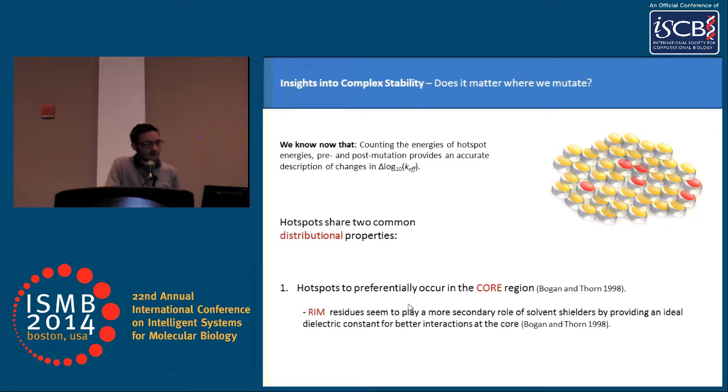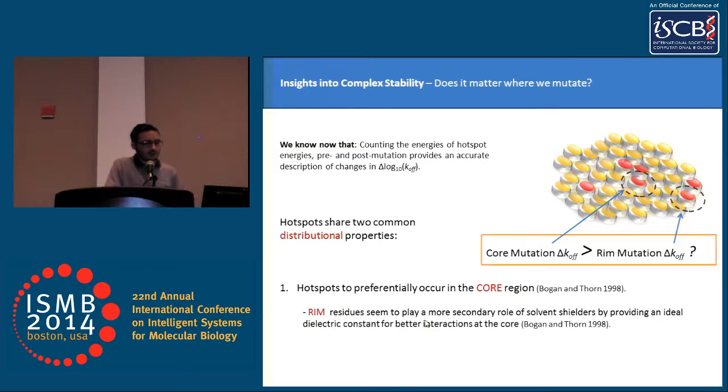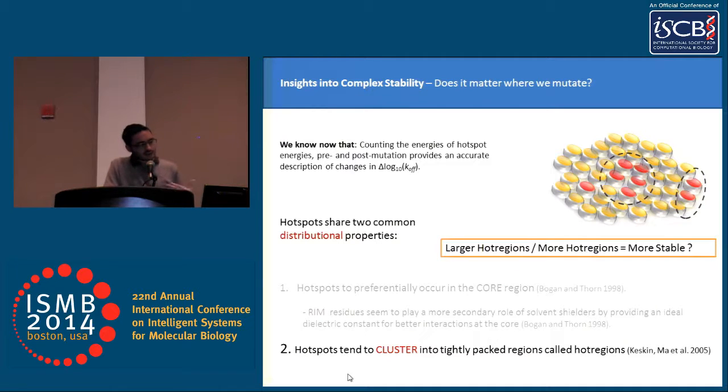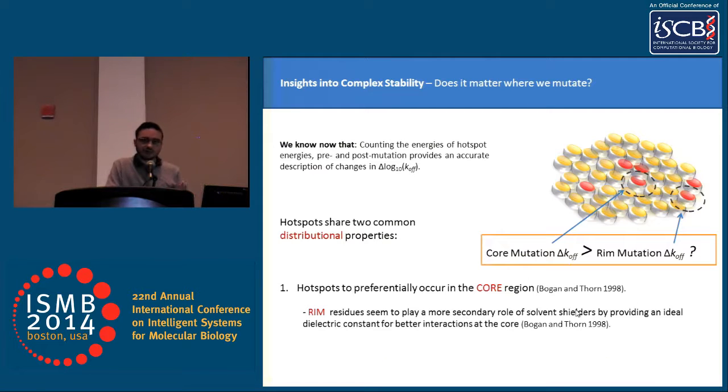So what does this mean in terms of stabilities? For example, if we have mutations which affect core hotspots, can they stabilize or destabilize K off more significantly than mutations affecting rim hotspots? So that's one thing we wanted to check. Another thing that we know is that hotspots tend to cluster into tightly packed regions. Again, the larger hot regions imply a more stable interface. Since I do not have time to go into both of them, I'll just talk briefly about this.